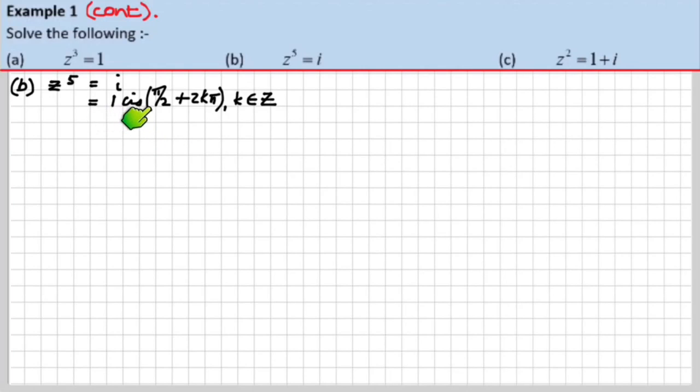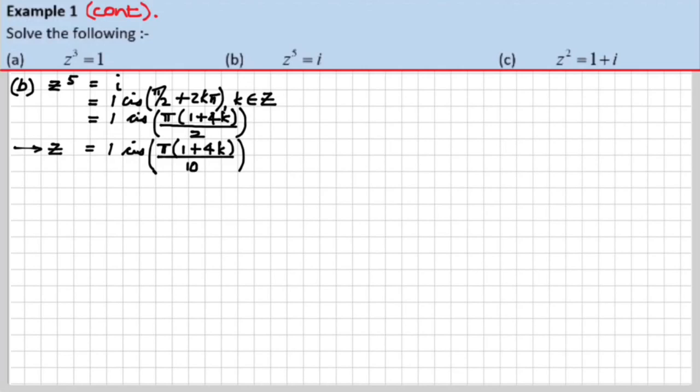That's 1 cis pi on 2, because you know that i sits on the y-axis, which gives an angle of pi on 2, plus 2k pi, where k is any integer. By the way, don't forget to write that bit there: k is an element of Z, otherwise you'll have marks taken off you. If we write it in that form, it makes it a little bit easier for us to work with later on.